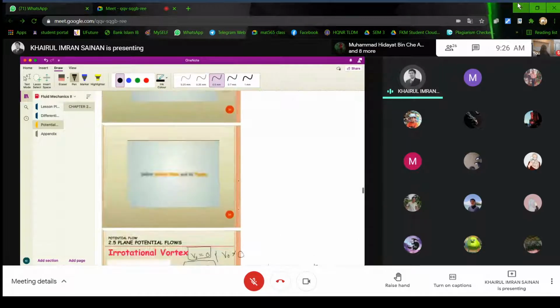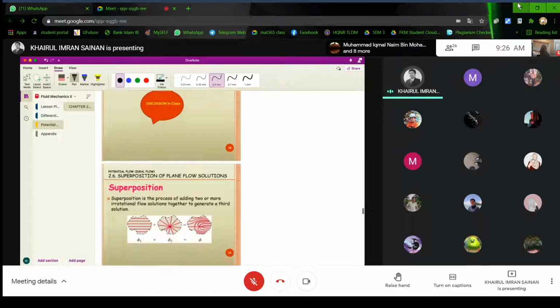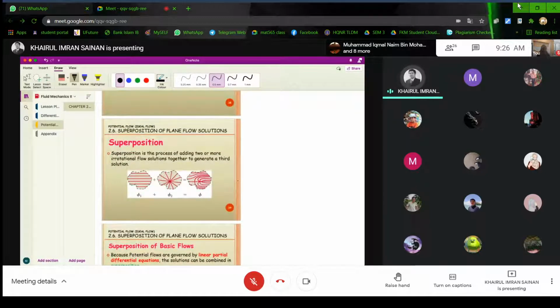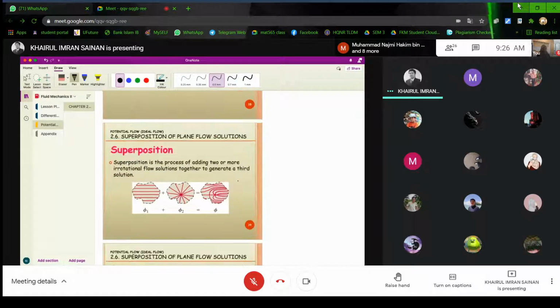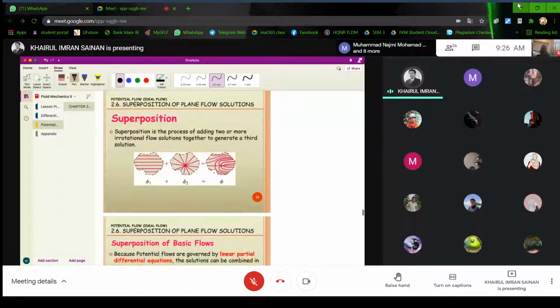I briefly explained about superposition just now. So basically, superposition is, take a look here. Do not yet read the statement. So what you have is what? Phi 1 plus phi 2 become the resulting phi. So that's how we do with superposition.